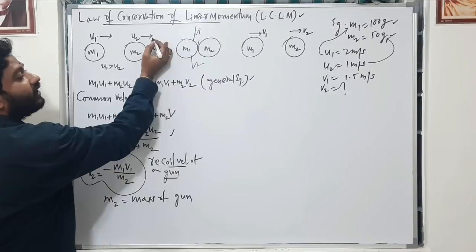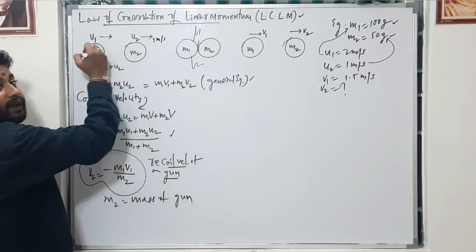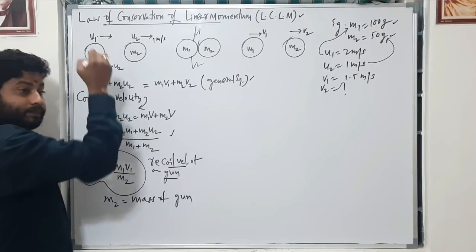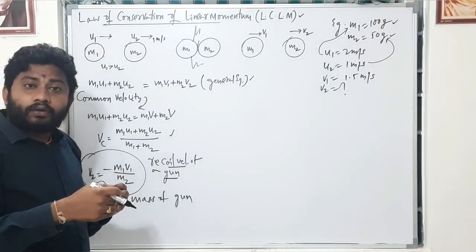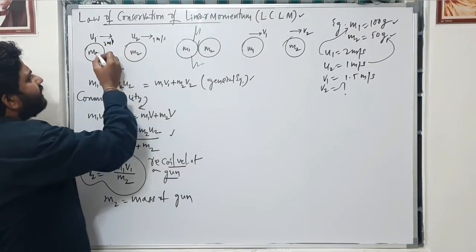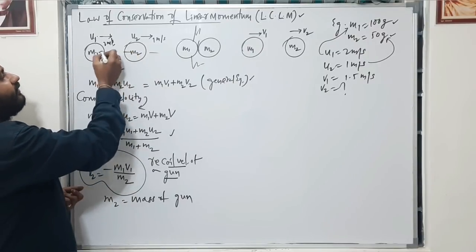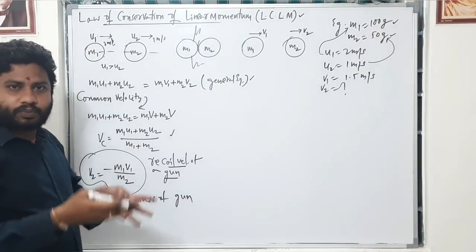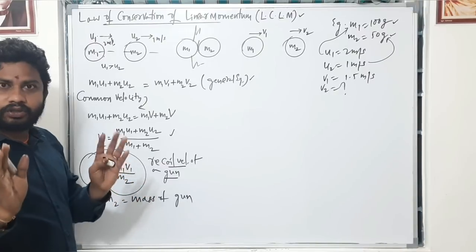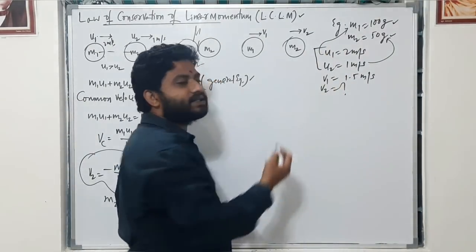Imagine you are running with 1 meter per second and your friend is running behind you, right? With 2 meters per second on the same line. So he is running faster than you. Definitely he will collide with you if there is no space on the other side. You got the point? So that's the one and only condition for the collision to occur.